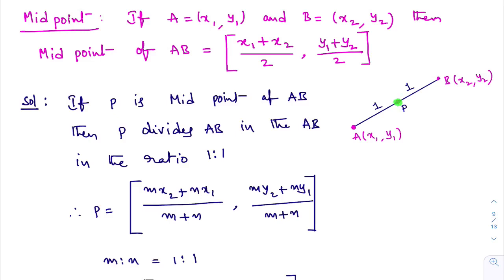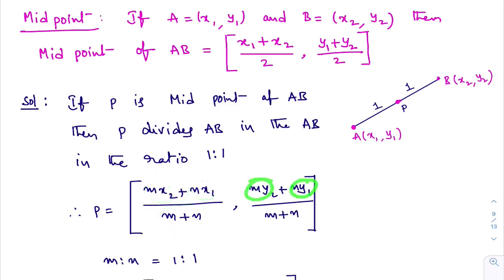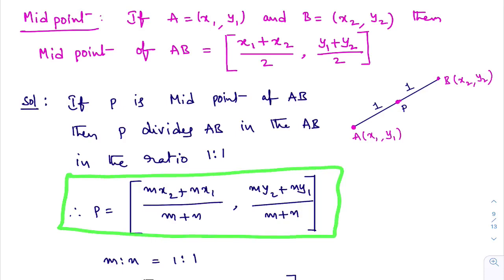Now, in section formula, to calculate the coordinates of a point which divides AB in the ratio m:n, to calculate this point P, we have a formula. What is that formula we learn in section formula? The coordinates of point P which divides AB in the ratio m:n internally is (mx2 plus nx1) divided by (m plus n), (my2 plus ny1) divided by (m plus n). This is the formula to find coordinates of a point which divides AB in the ratio m:n internally.